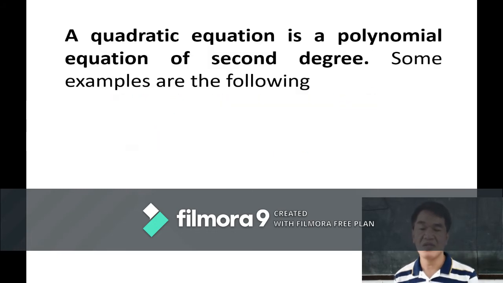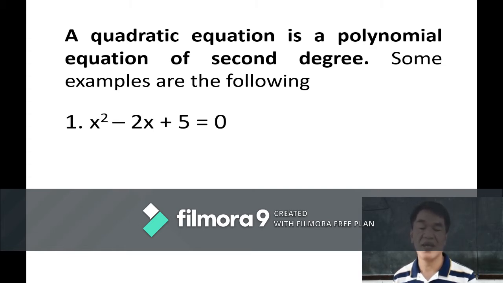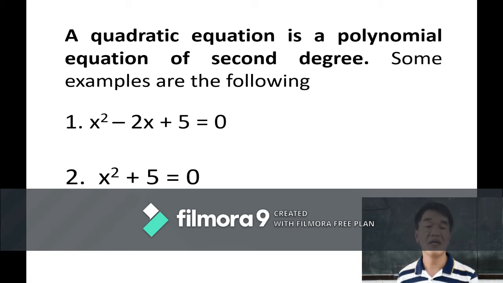A quadratic equation is a polynomial equation of second degree. Take note it is second degree. Some examples are the following. For example, I have x squared negative 2x positive 5 equals 0. I can also have x squared positive 5 equals 0. Or I can have 6x squared equals 0.